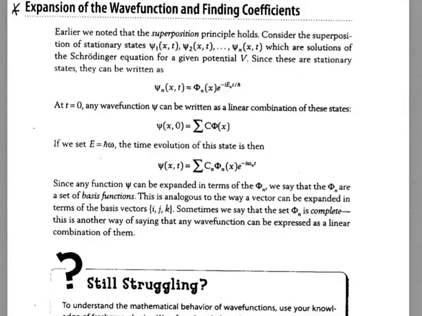The whole idea then: expansions of wave functions and finding the coefficients. What does it mean by this? So we've already done the infinite square well, and we've gotten the stationary states for the infinite square well. And so that will be the backdrop of this discussion.